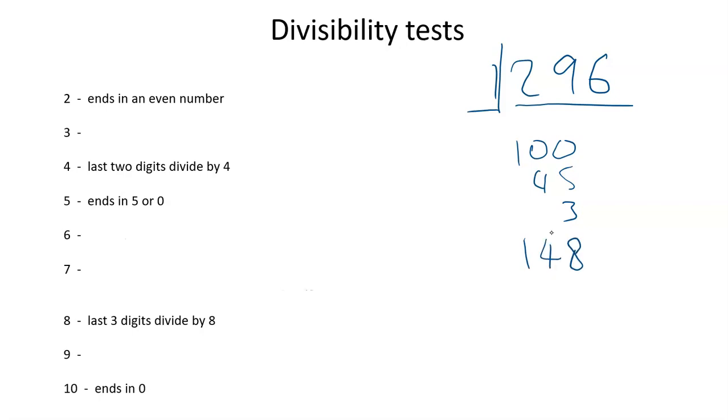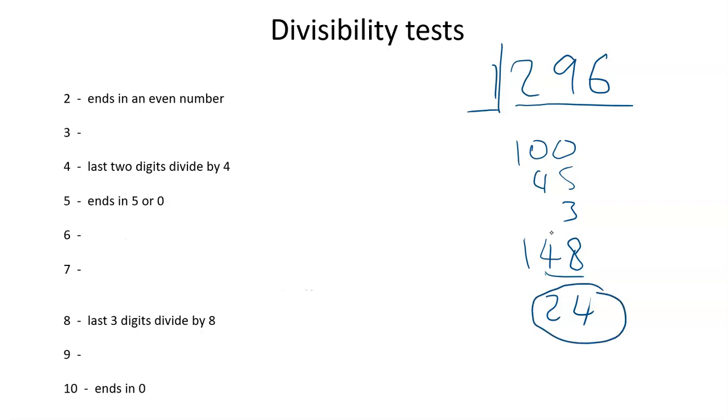148. So now, if this number divides by 4, then we know that this thing divides by 8 because we just halved it. So we don't need the 1 anymore. We just look at the 48. Does that divide by 4? Well, you might recognize that yes, it does. But just in case you don't spot that it's in the 4 times table, let's half it. That's going to be a 2 and a 4, 24.